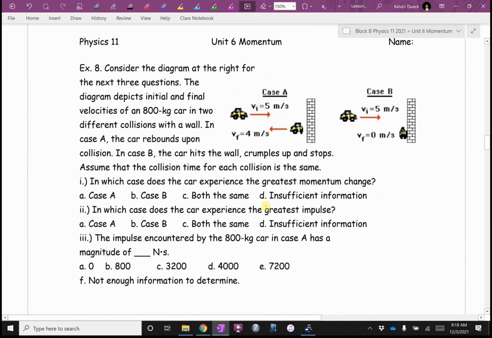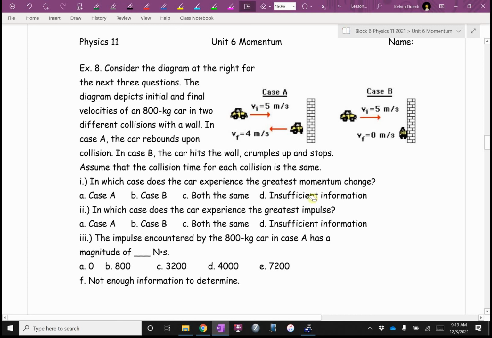Example 8. It says, consider the diagram at the right for the next 3 questions. The diagram depicts initial and final velocities of an 800 kilogram car in 2 different collisions. I guess in case A, the car comes in at 5, bounces off the wall at 4. In case B, the car comes in at 5 and comes to a stop. In which case does the car experience the biggest momentum change? Case A, case B, both the same, or we need more information?